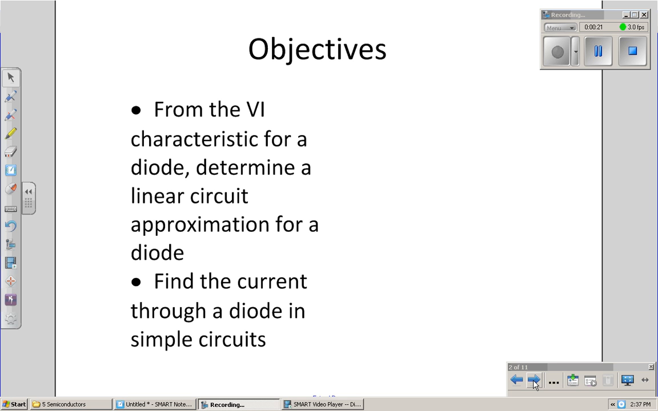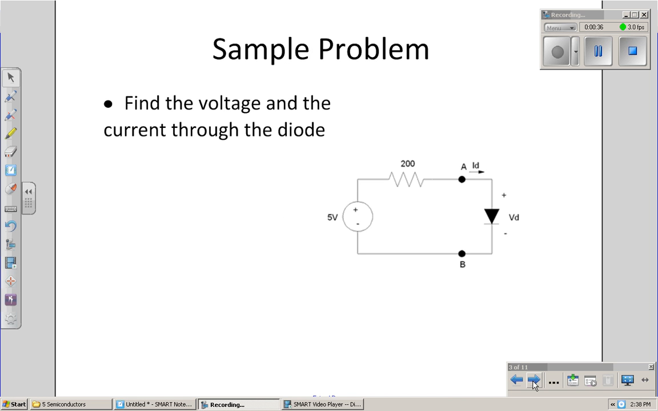The objective of these slides is to determine a linear circuit approximation for a diode based upon its VI characteristics, and using that linear approximation, find the current through a diode. The circuit we're going to look at is the following. Find the current and the voltage through the following diode. 5-volt source, driving a 200 ohm resistor, driving a diode.